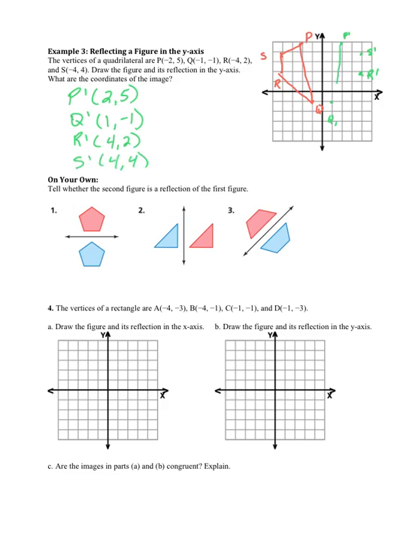Okay, so when we connect these dots, we see that our two shapes are congruent, as close as they can be with the sketch that we drew, and that every point on P prime is exactly across the y-axis from the point on the original figure. Okay, so go ahead and try the practice on your own. Don't forget to look back at your notes if you need them. Good luck.